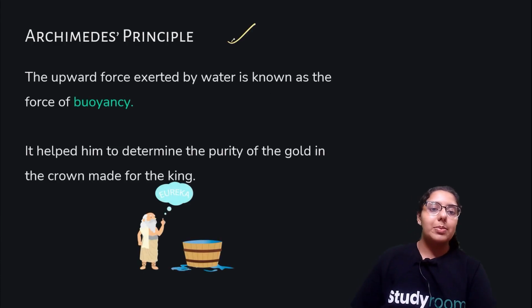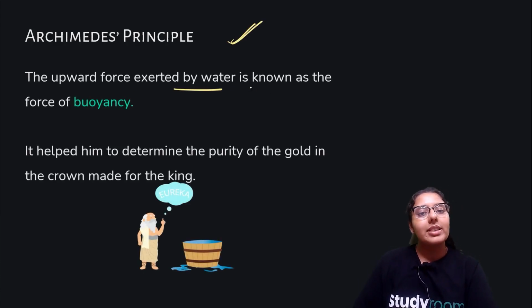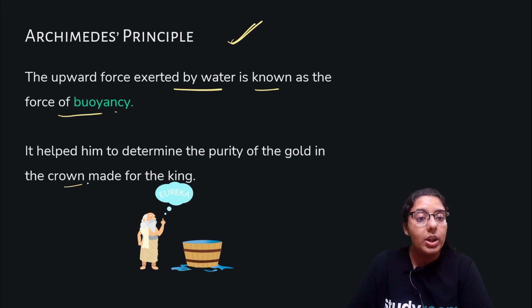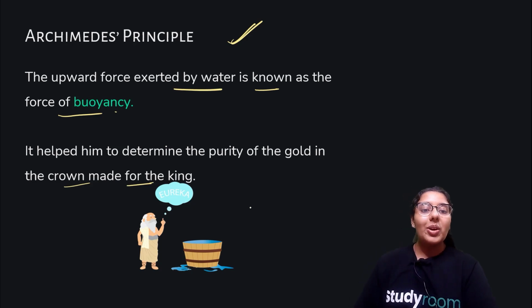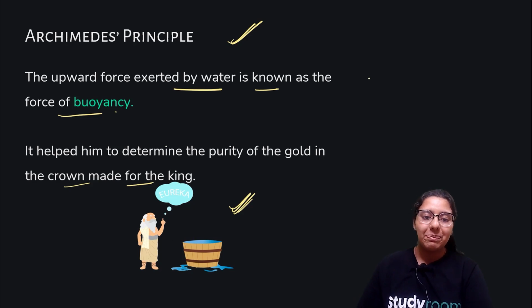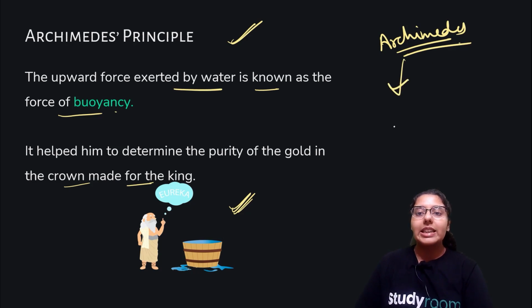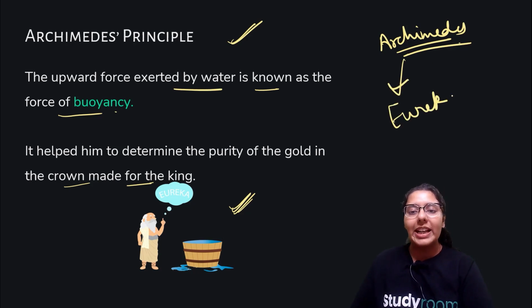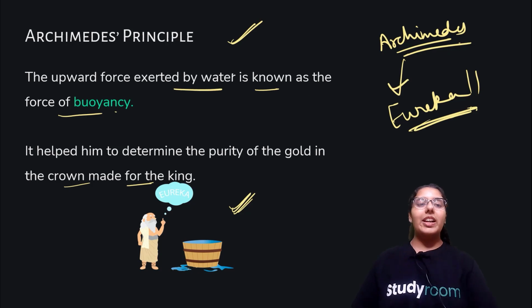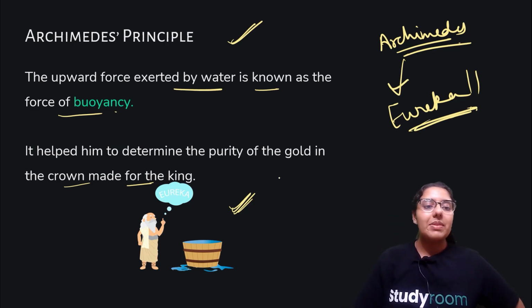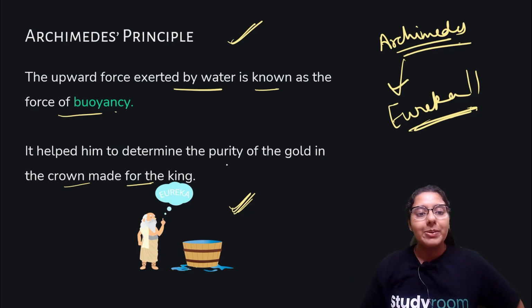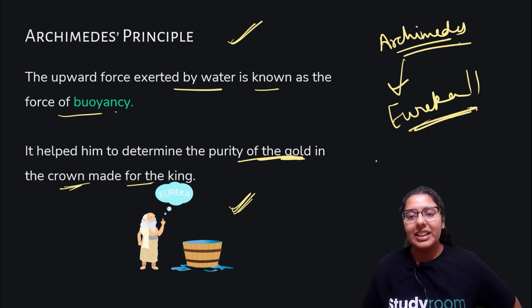So, Archimedes' principle. The upward force exerted by water is known as the force of buoyancy. It helped him to determine the purity of the gold in the crown made for the king. So, this story which I was discussing earlier, that bathtub story. This person, Archimedes, who gave the Archimedes principle, started shouting in the bathroom, Eureka, Eureka, when he discovered this principle of water, okay?